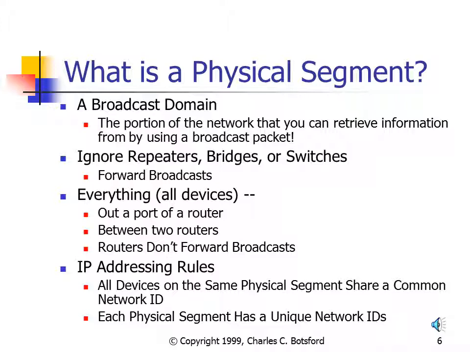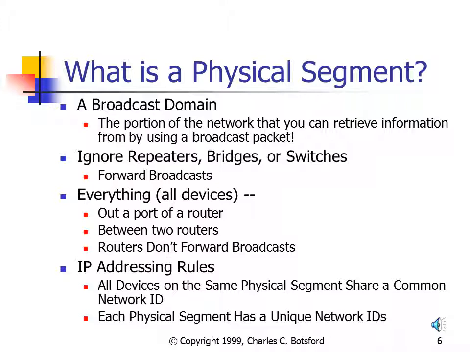However, a router will not forward broadcasts, and routers really define our physical segments. So our definition of a physical segment is everything out one port of a router or between two routers, and that's again because a router does not forward a broadcast.